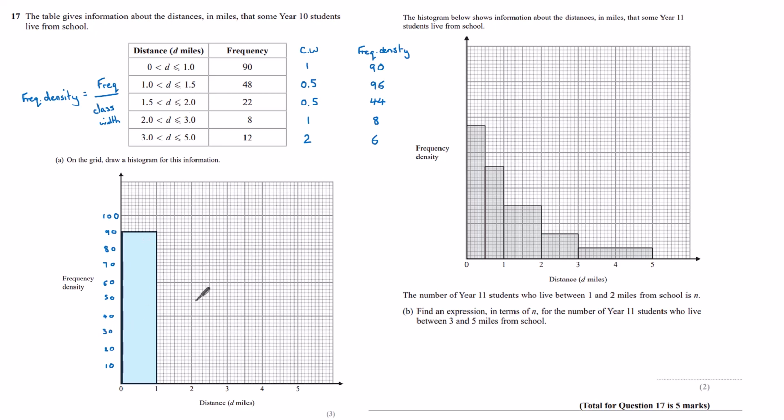Between 1 and 1.5, it needs to go to 96. 1.5 and 2, it needs to go to 44. 2 and 3, it needs to go to 8. And 3 and 5, it needs to go to 6. And so this is my histogram for this information.